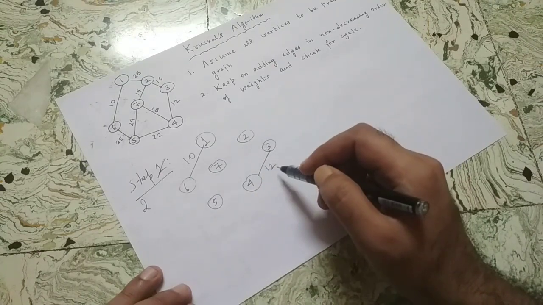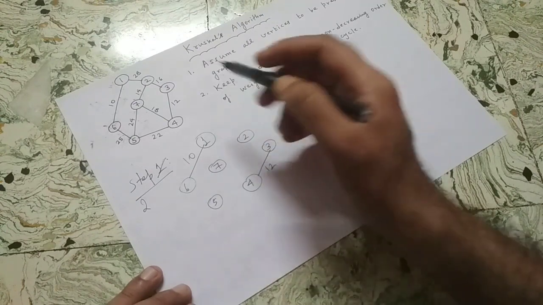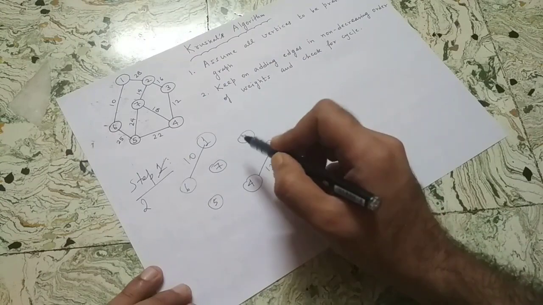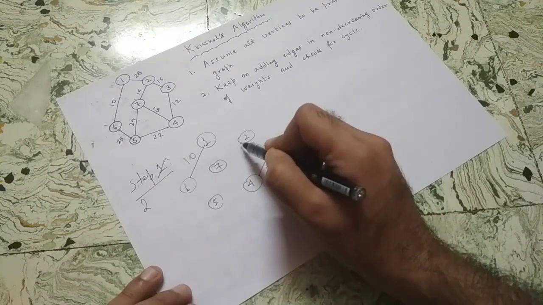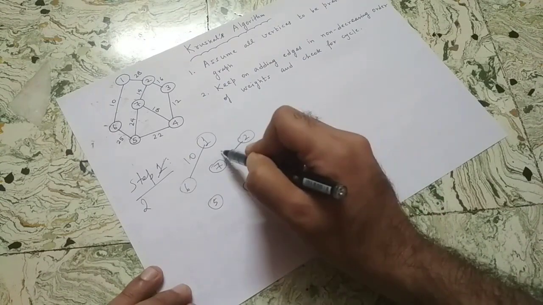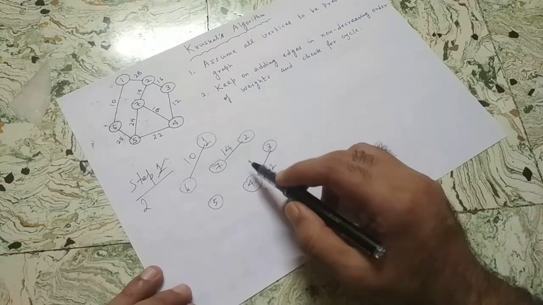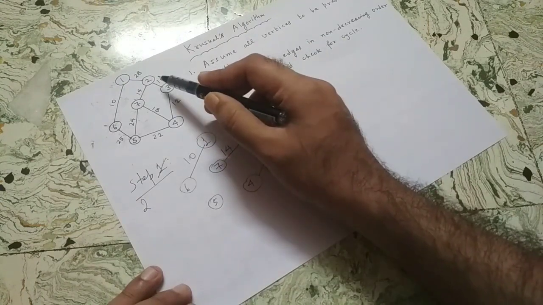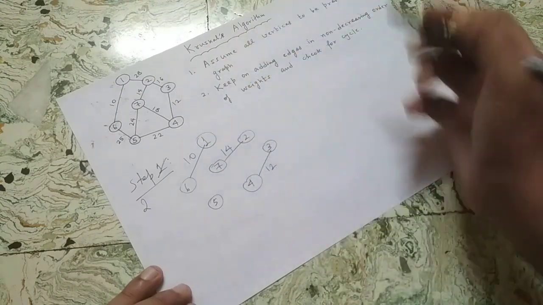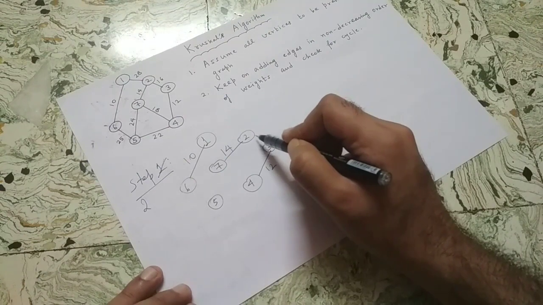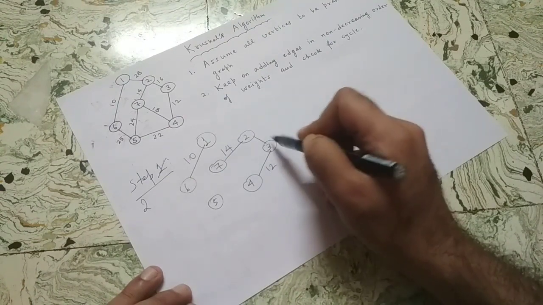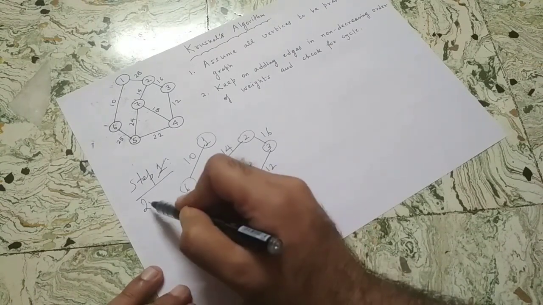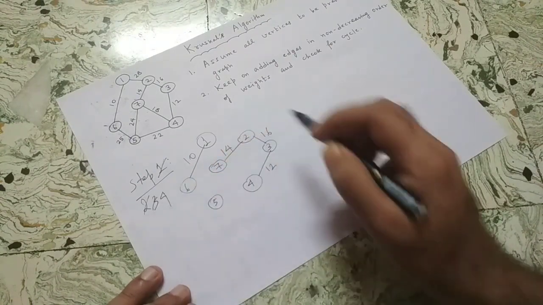Now, after 12, which is the edge having the next higher value? After 12, you have this edge having a weight of 14. So let me add it. If I add it, will it lead to a cycle? Of course not. So I'll add it. Followed after 14, which is the next edge weight that I should consider? It is 16, the edge between 2 and 3. If I add this edge, will it lead to a cycle? Of course not. So let me add it. That was, I think, step number 4.